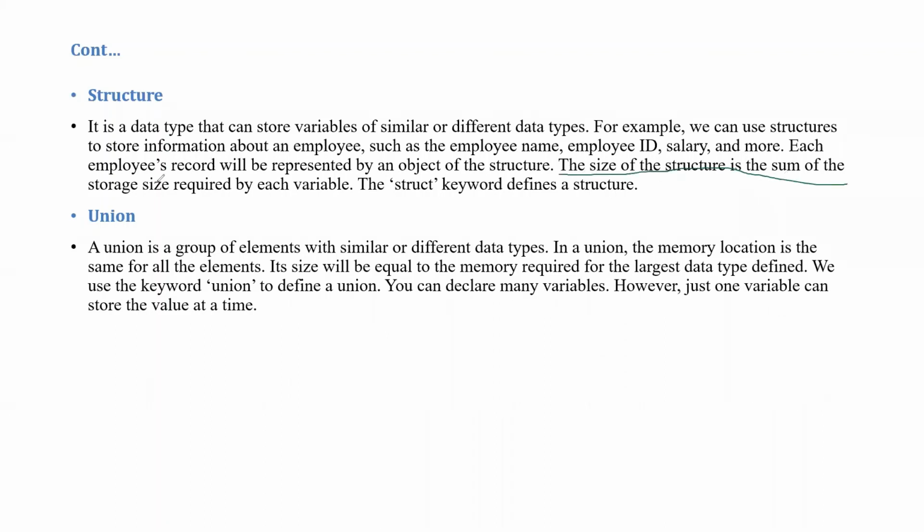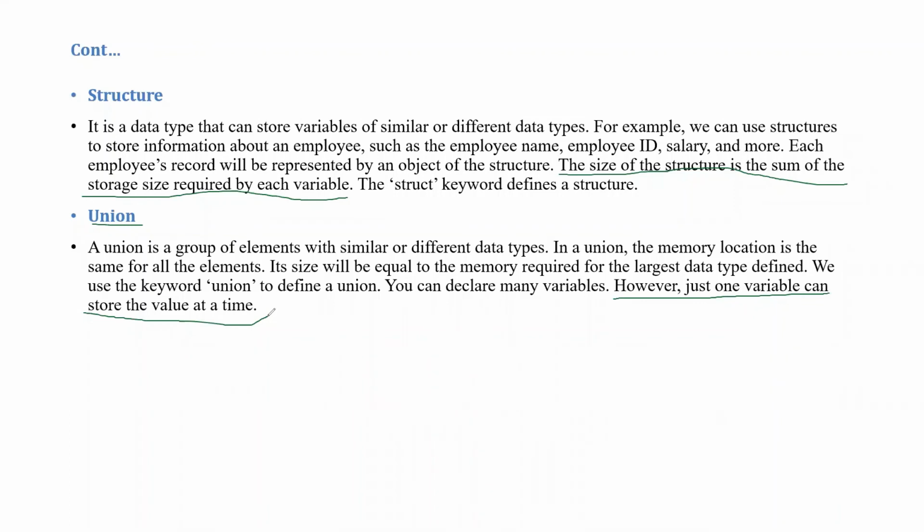I can say that 4 into 2. Why? Because one integer is using 2 bytes. 4 into 2 means 8 bytes it is going to allocate. If I define the same thing in union, it is going to allocate the memory for a single variable. Even though you define 4 variables, it is going to allocate the memory for a single variable, that too the variable which is using the highest memory.